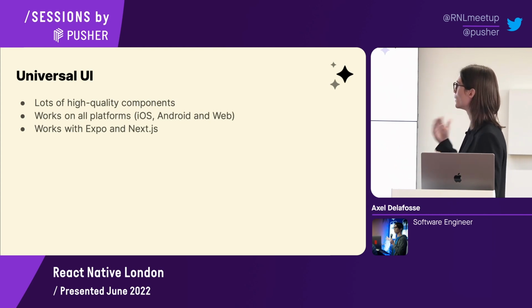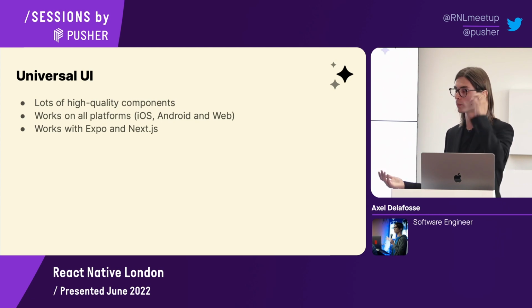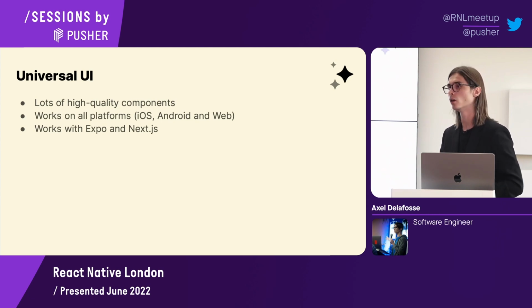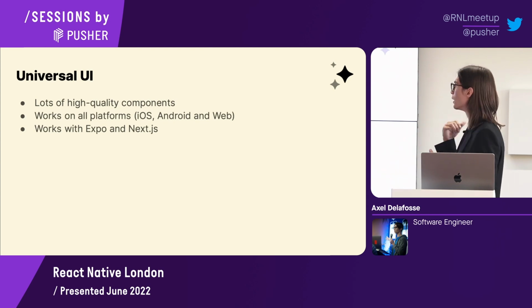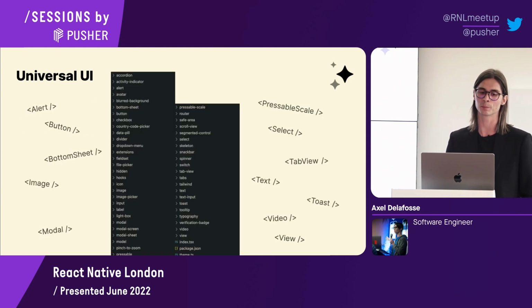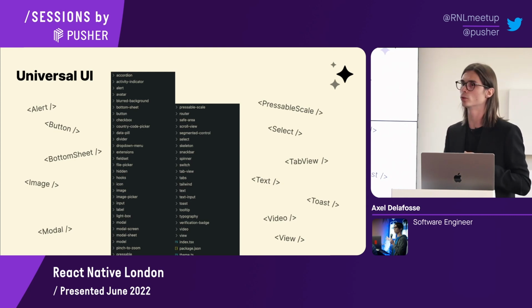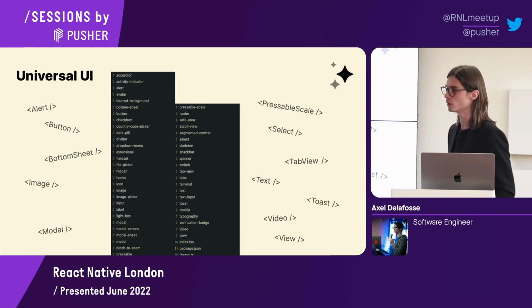And right now it's working with Expo and Next.js. So our components are using the Next.js router on the web. If you're familiar with the Solito library by Fernando, we also use that in production. So all our components are also tied to this very nice ecosystem. So you can get the alert button, bottom sheet, image, modal, pressable scale, select, tab view, text, toast, video view, like you name it, we probably built it.